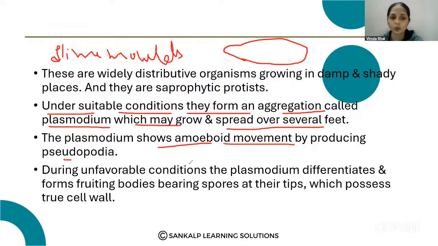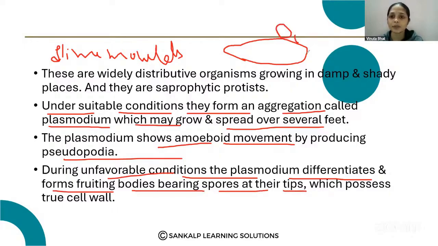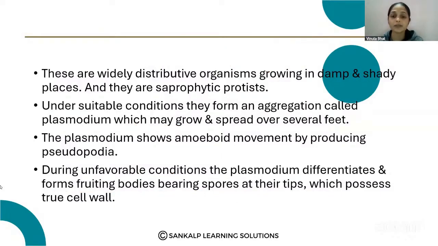During unfavorable conditions, the plasmodium differentiates and forms fruiting bodies bearing the spores at their tips. These possess a cell wall. So that is the slime molds. They are heterotrophic organisms, they are saprophytes. They form an aggregation called the plasmodium, which forms the fruiting bodies during unfavorable conditions.